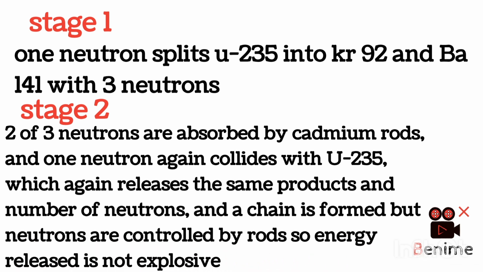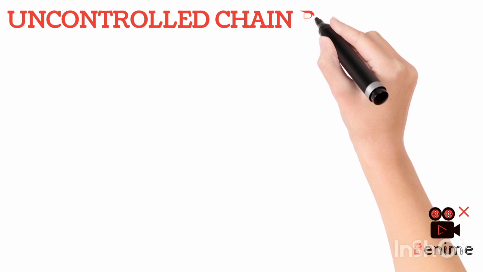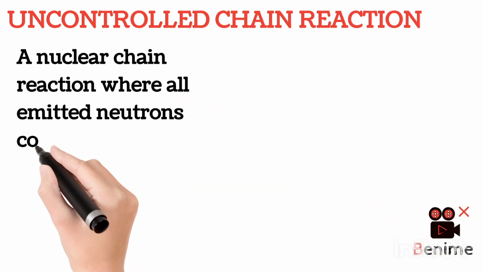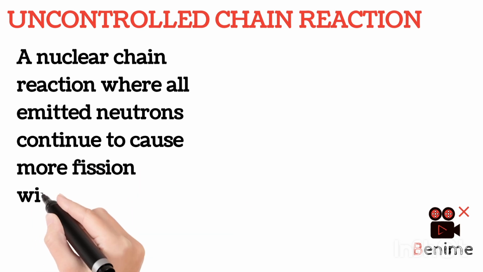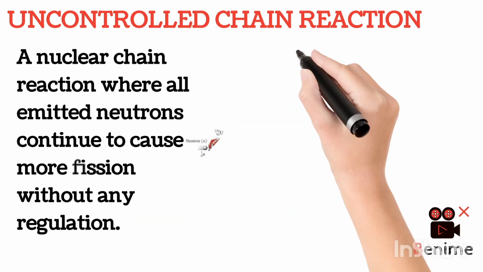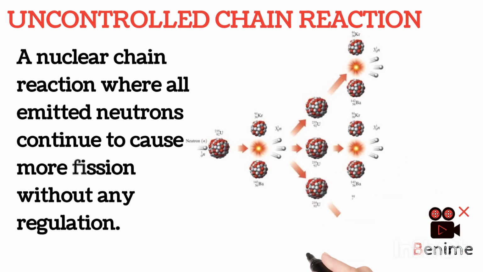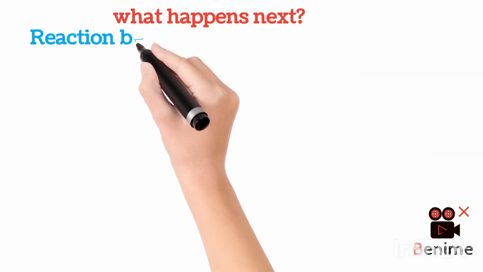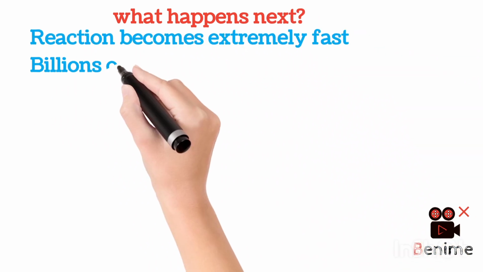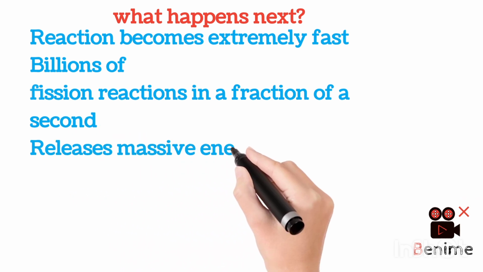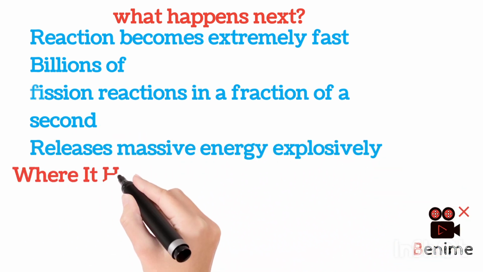On the other hand, if we do not use neutron-absorbing rods, then after the first stage the 3 emitted neutrons interact with 3 unstable uranium atoms, which on further fission in the second stage interact with 9 uranium atoms, and the process increases exponentially, which releases an immense amount of energy that cannot be controlled. If this type of reaction is initiated, then it is impossible to stop it.